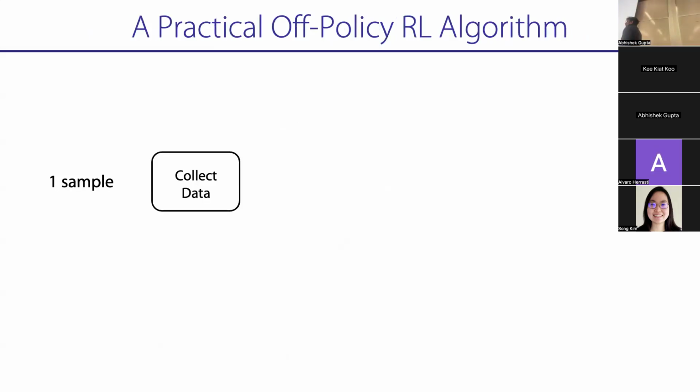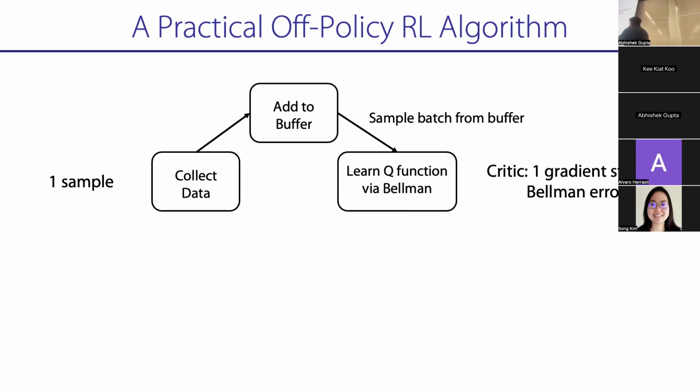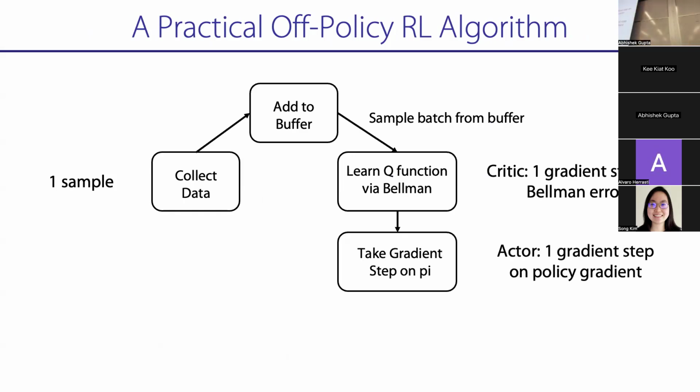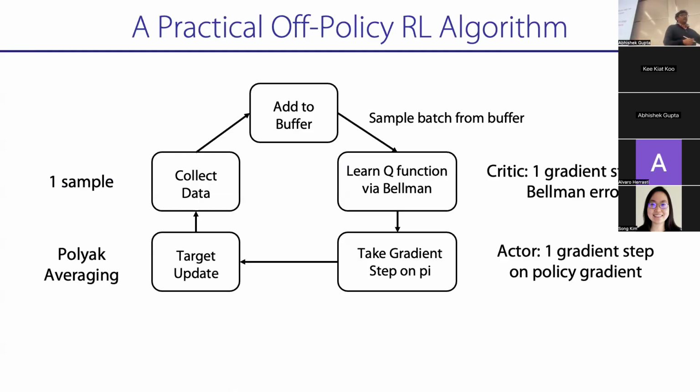Okay, so here is the practical version of off-policy RL that is close to what people implement. You collect a single sample and add it to your replay buffer, then you sample from your replay buffer IID, or according to one of those strategies. You do one gradient update on your critic. Then you do one gradient update on your actor, on your policy. You go sample data again, right?